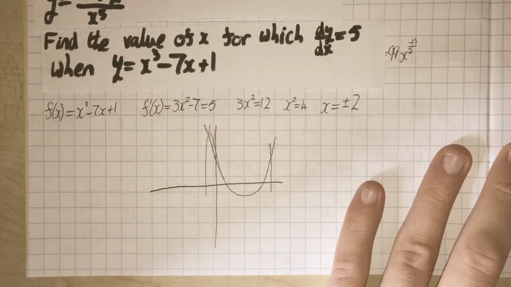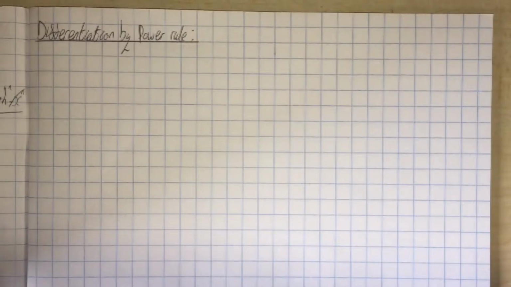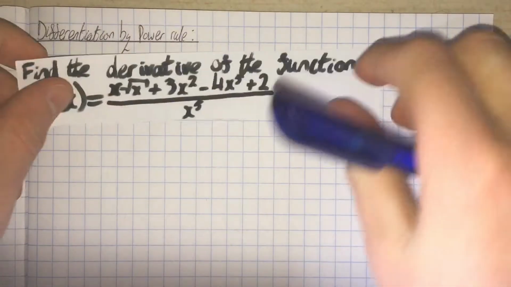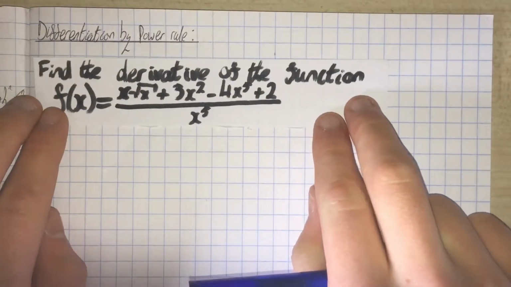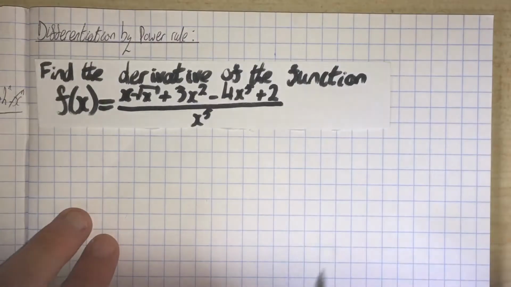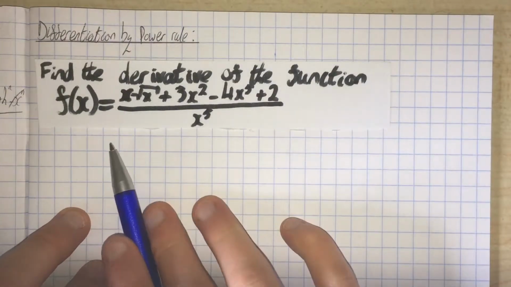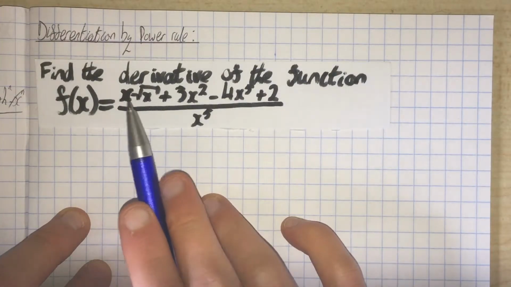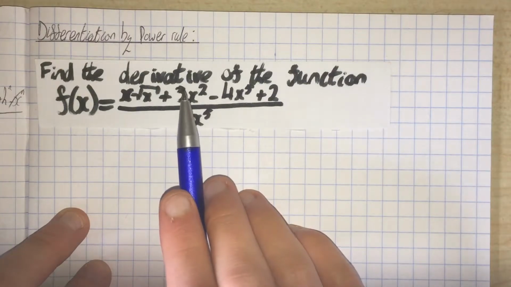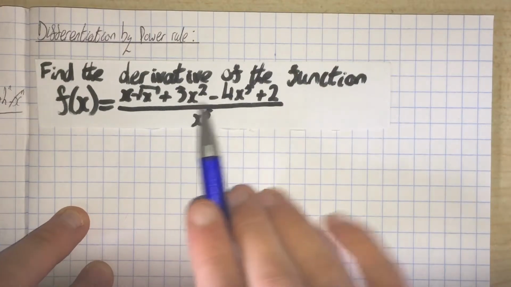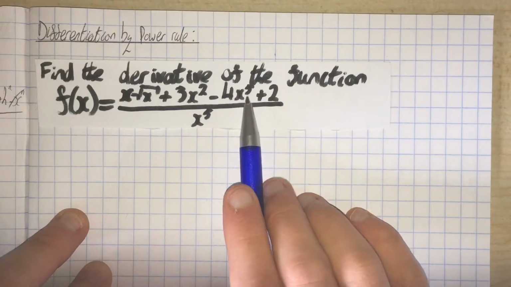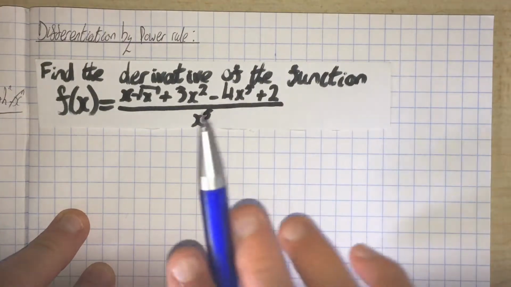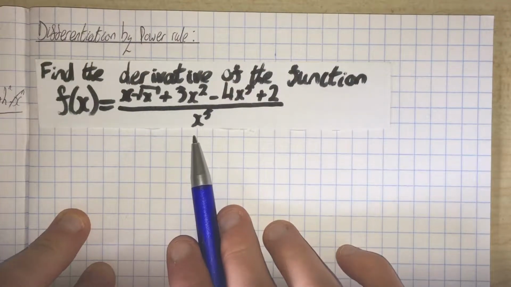Right, have a few more examples to go. Well, on to our last couple of examples now. Find the derivative of the function f of x equals x times root x plus x, 3x squared minus 4x to the power of 5, that is, plus 2 all over x to the power of 5.